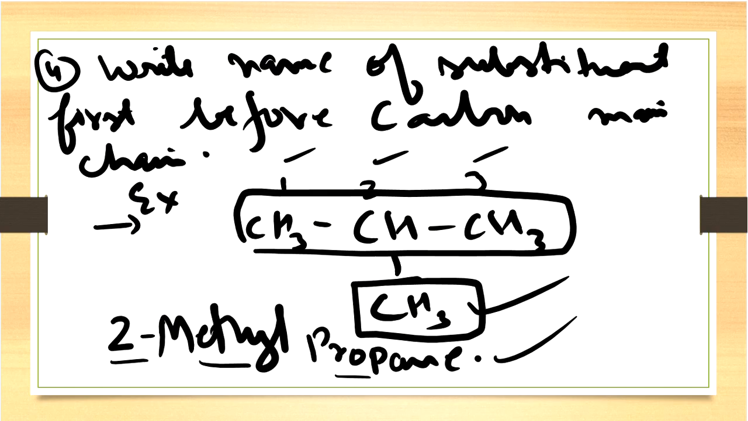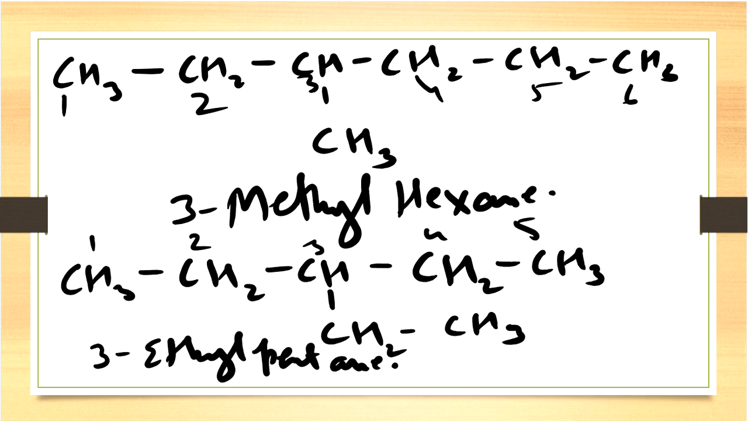Okay. Next, CH3, CH2, CH, CH2, CH2, CH3. Here on the third position there is CH3, so I have written 3. The methyl group is the substituent, so 3-methyl, then hex for 6 carbons, and ANE for single bond. Okay. Next is CH3, CH2, CH, CH2, CH3.